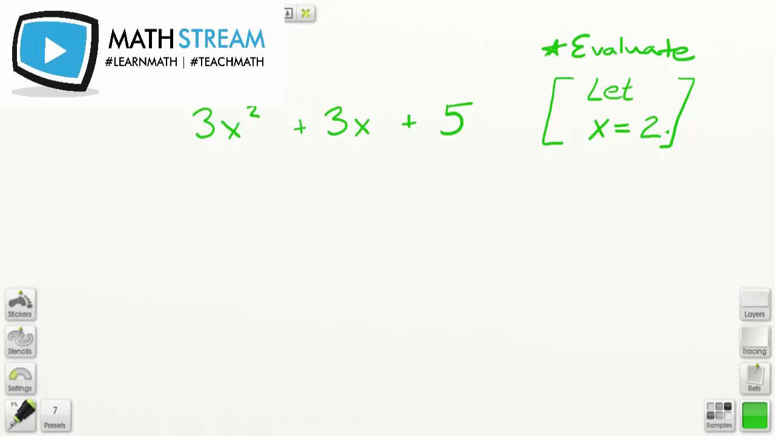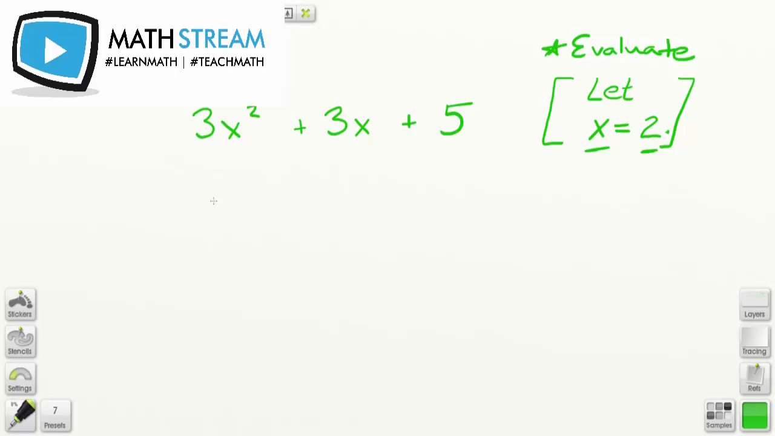It means that we're going to, and we talked about this earlier, get a numeric answer. Evaluating an expression means that I'm plugging a number in, or I'm getting a number result at the end of my problem. So we're going to let x equal 2. What that means is anywhere that there is an x, we're going to put a 2.